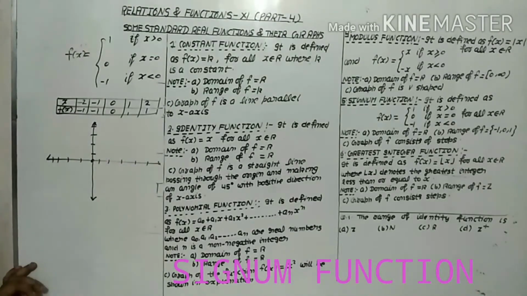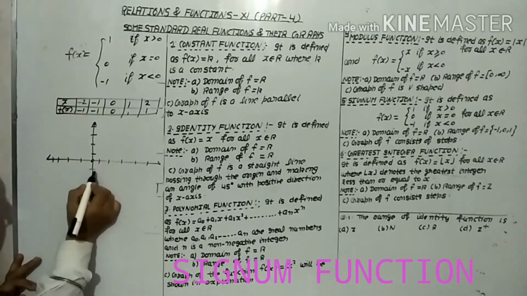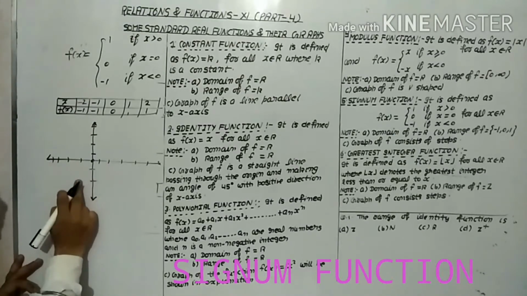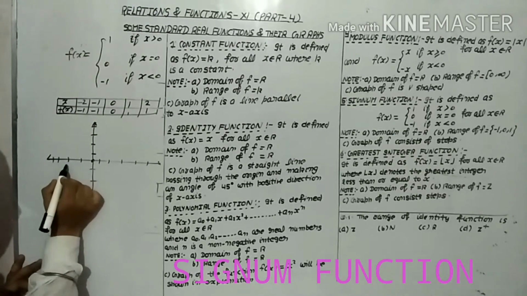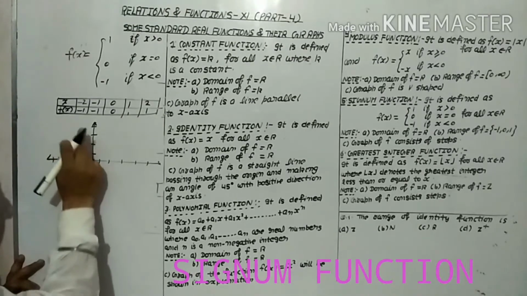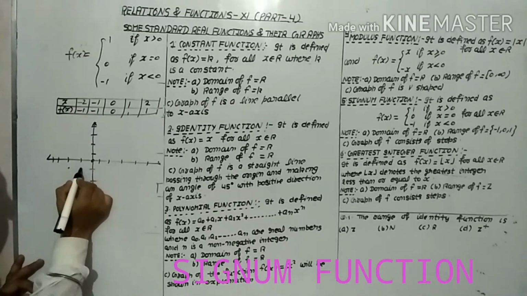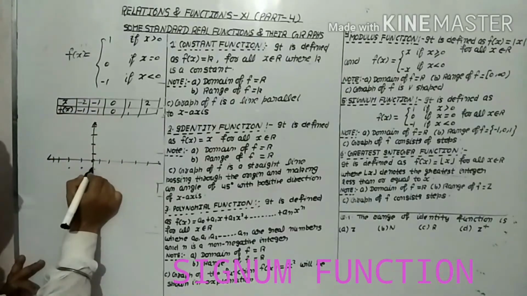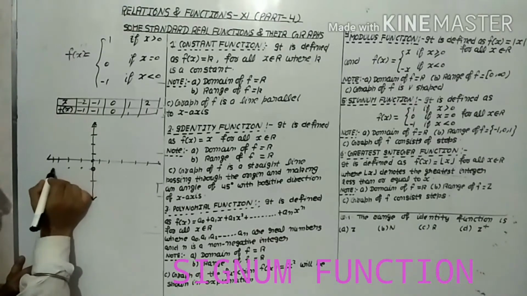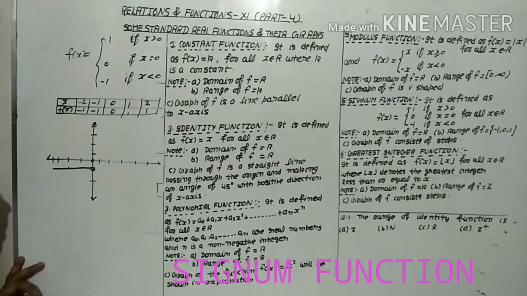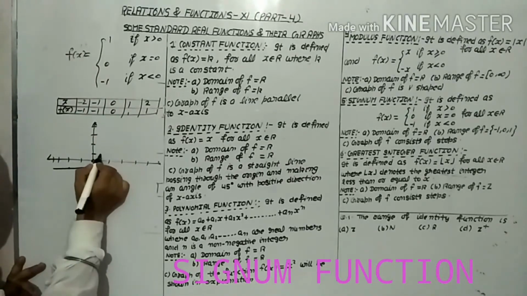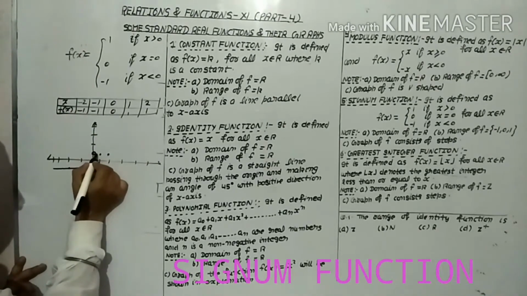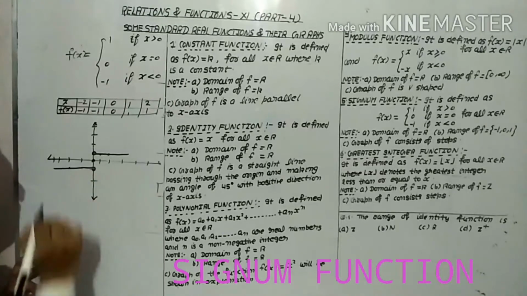At 0 it is 0. Now at minus 2, the value of this is minus 1 only. At minus 1, this is again minus 1, but this is for x less than 0, so here we will use the open circle, and this will be the graph at minus 1. At 1 it is again 1, and at 2 again 1. This will be the open circle, and this will be the graph of this part.